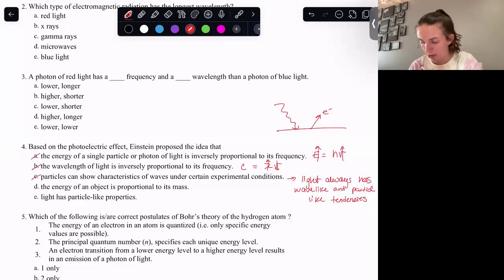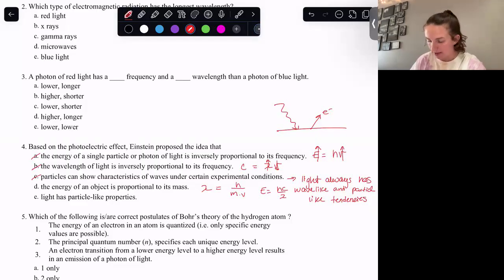And then, the energy of an object is proportional to its mass. So what equation is that? I don't think there is an equation that relates energy directly to mass. We have the de Broglie wavelength, where wavelength is equal to h divided by mass times velocity, which you can then use in energy is equal to hc over lambda. So you can find out if that is proportional; technically it is, I guess. But that's not what we learned from the photoelectric effect.